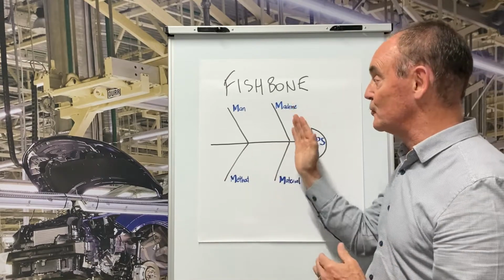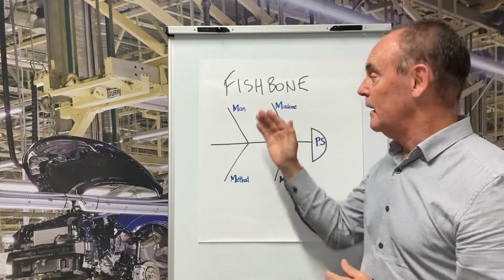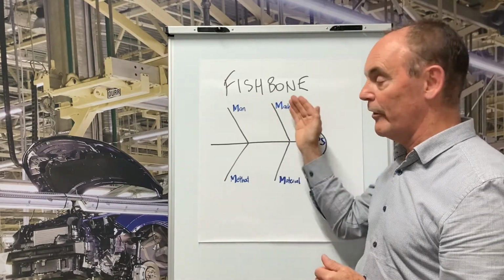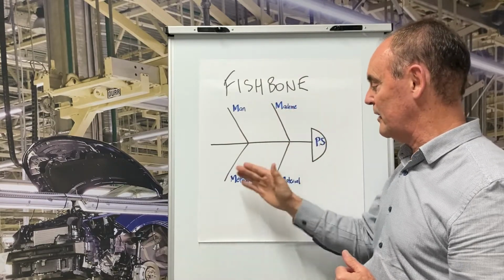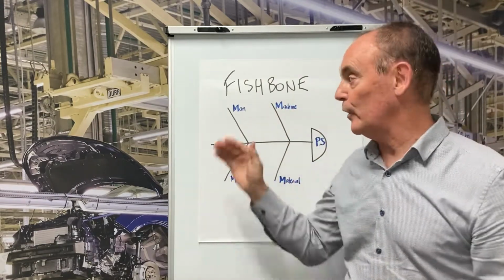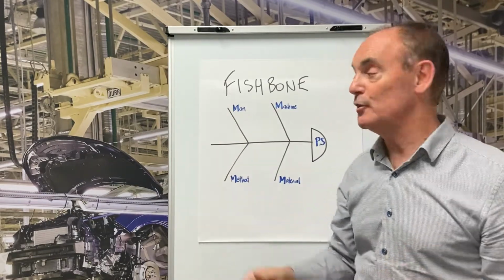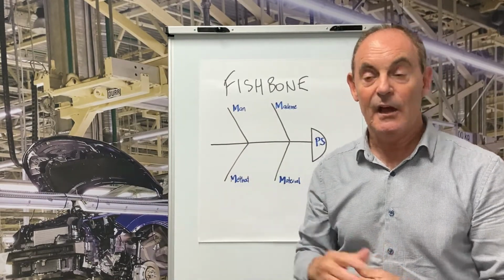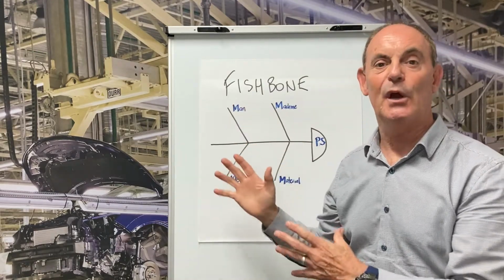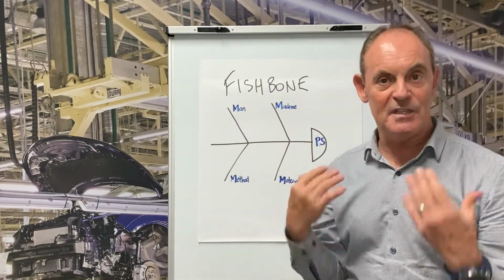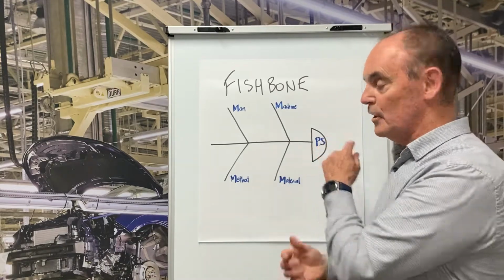The next thing is to draw the spines of the fishbone. Normal convention is to apply the 4 M's: man, machine, method, and material. You could also include environment or measurement, but don't let these be a sticking point to an effective activity. These are the categories that we're going to brainstorm against with our potential causes or contributors to the problem.